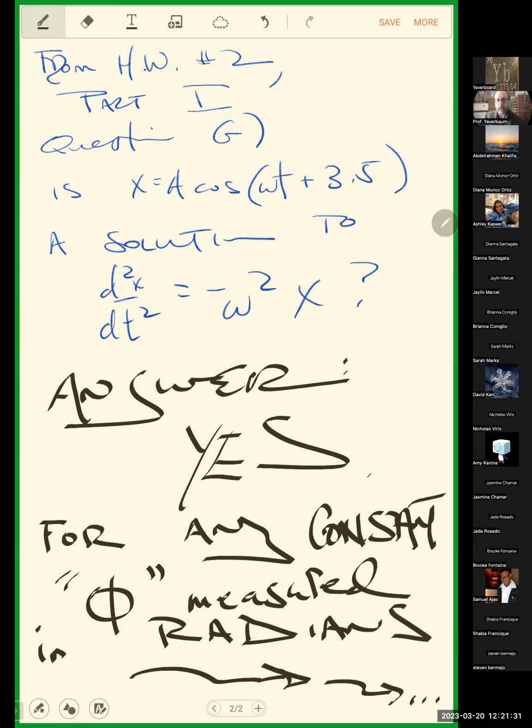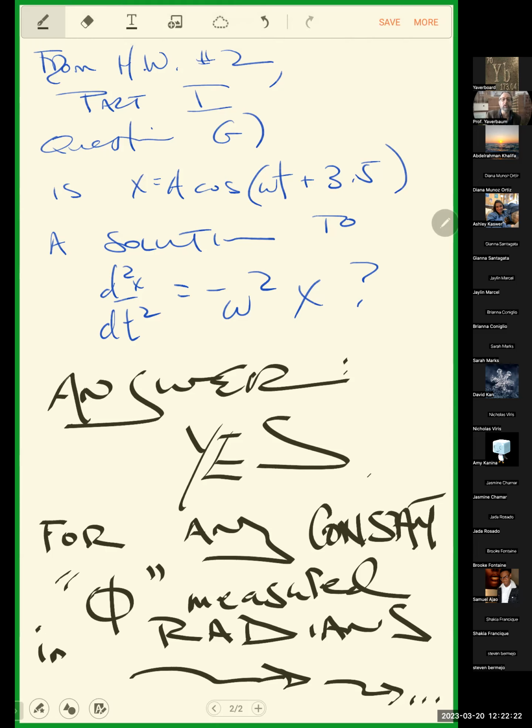I'm just reminding you or generalizing what we said. We took that function, A cosine omega t plus 3.5. We said 3.5 is just an arbitrary number. There's no significance to the value itself, but just that it is some numerical constant measured presumably in radians. We said that if you take two derivatives of that function, the chain rule each time will bring the omega out, but will not bring the 3.5 out into the derivative. So the second time derivative of that function indeed returns that function times omega squared times the negative sign.